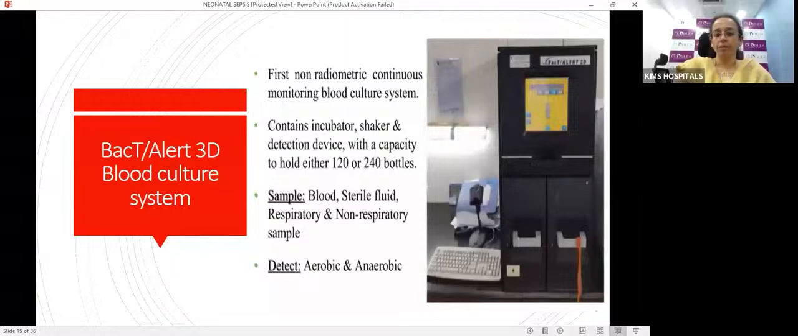So this is the BACTEC system, in which around 120 to 240 blood culture bottles can be kept simultaneously, and it contains an incubator, shaker, and detection device. This is the first non-radiometric continuous blood culture monitoring system. It can be used for culturing various body fluids such as blood or any sterile fluid, or respiratory and non-respiratory samples. It can detect both aerobic and anaerobic blood culture samples.